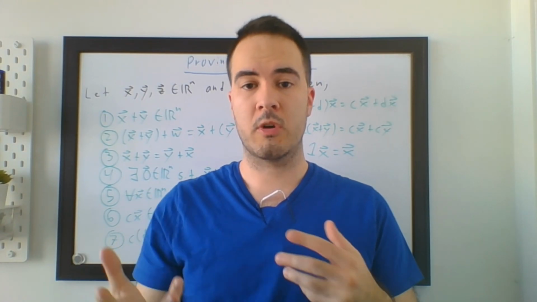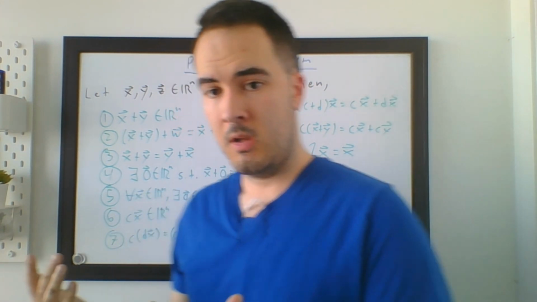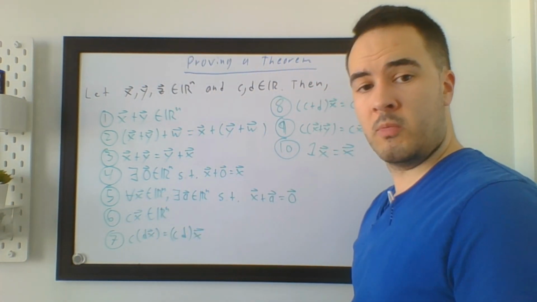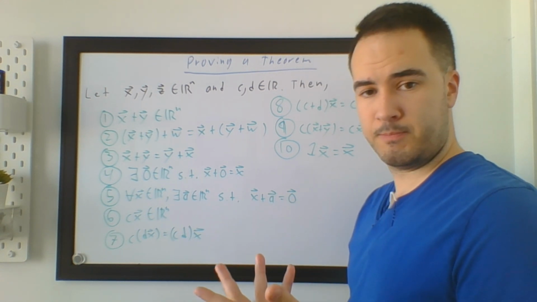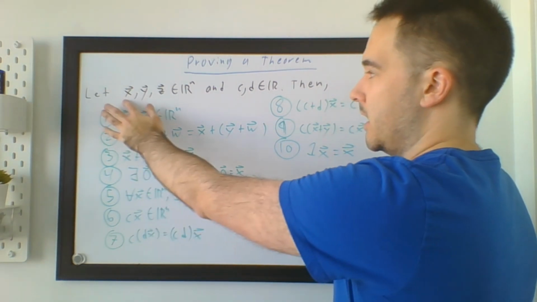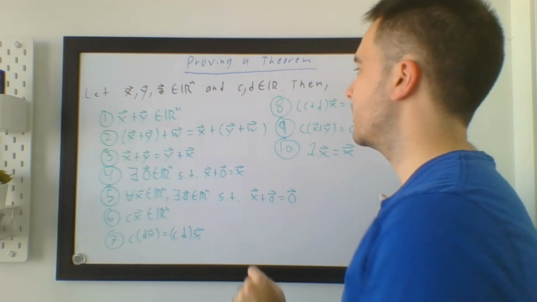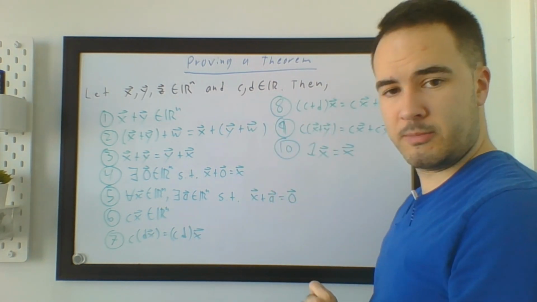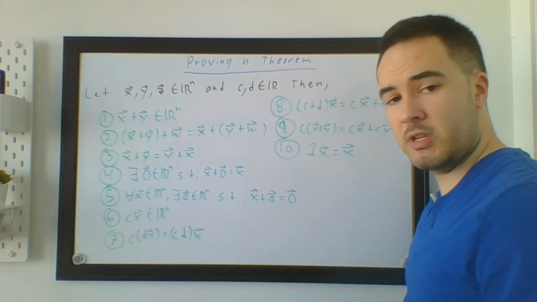Okay, now we're going to do our first example of proving a theorem. So this is an important one that will come on later when we start talking about vector spaces. So let x, y, and z be vectors within Rn, and c and d be real numbers. Then it shows that all of these 10 properties are true.